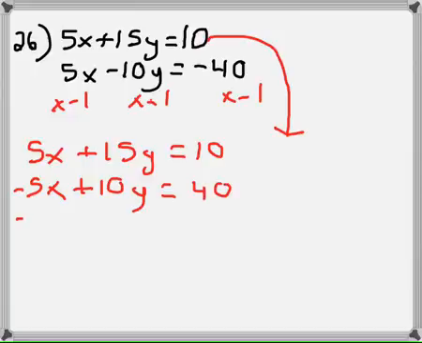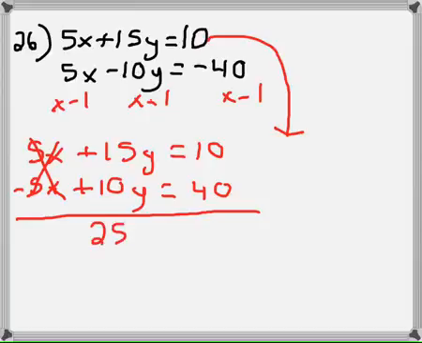Now I'm going to add them. That's why it's called the combination technique. Okay, what's 5x plus negative 5x? If you said 0, you're on the right track. What's 15y plus 10y? If you said 25y, you're correct. What's 10 plus 40? If you said 50, you're correct.